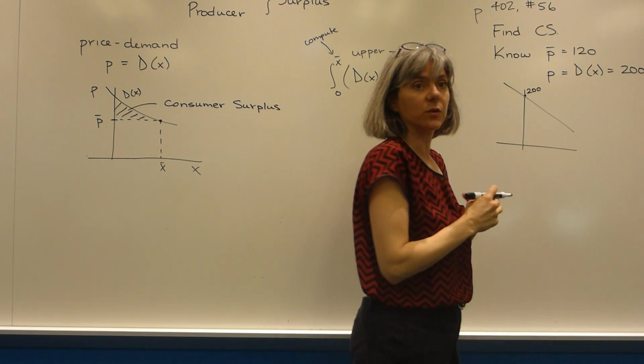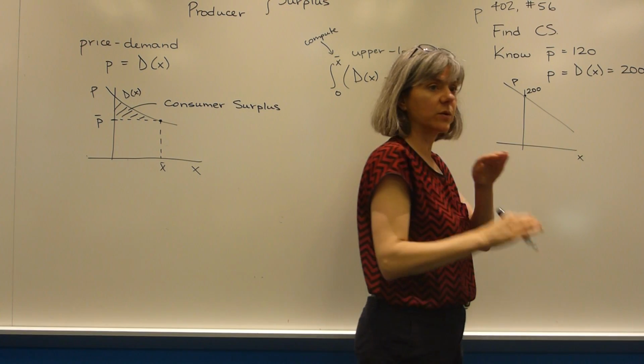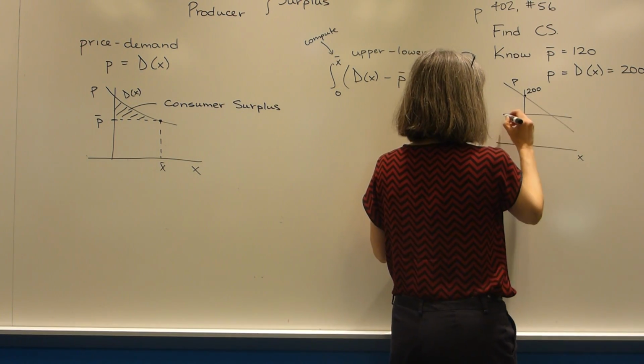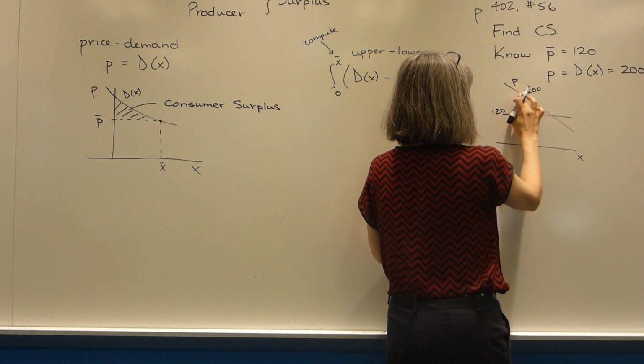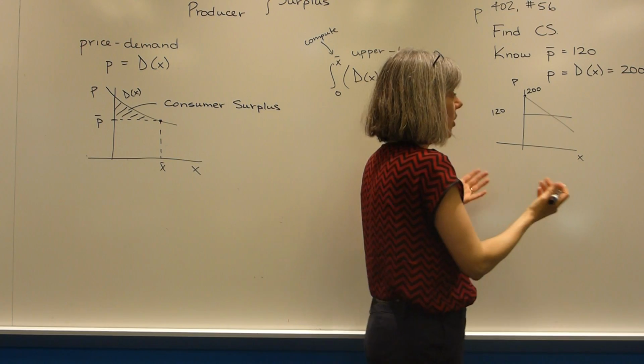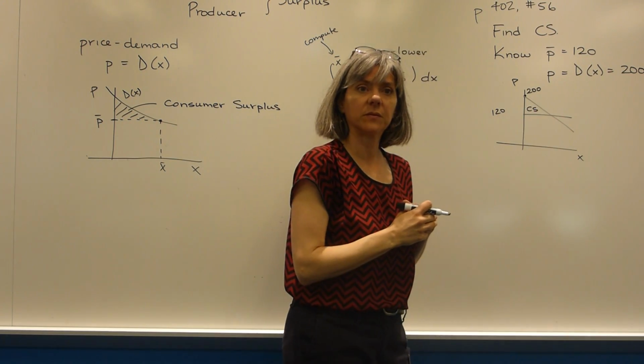And I do need this piece. How do I graph P equals 120? If this is your P axis and this is your X axis, P equals 120 is a horizontal line. So right here. And we know that we don't actually have it out here where it's negative. So consumer surplus is right there in the middle.